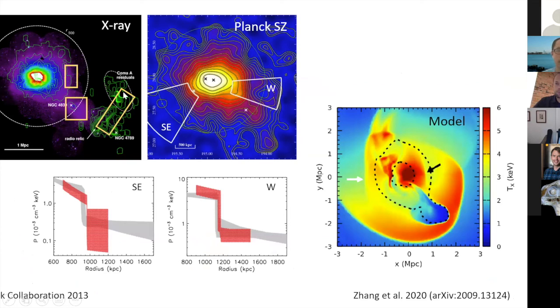I think here, this is a radio relic, right? But there's, I think for this. Sorry, just to be clear, he was talking about NGC 4789, so that's the one just below the. Okay, this one. Nope, the other one, to the right, just below the radio relic. Okay, that's this one. Okay, I see.